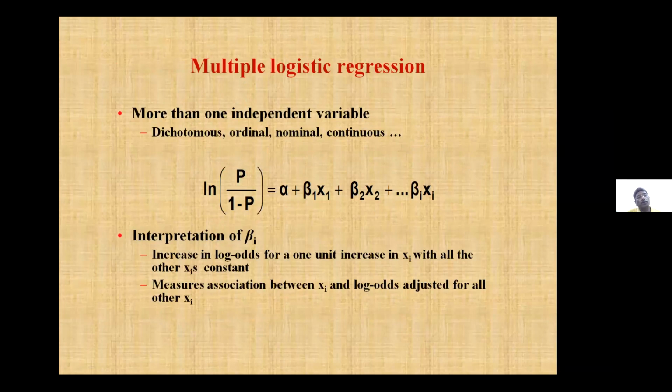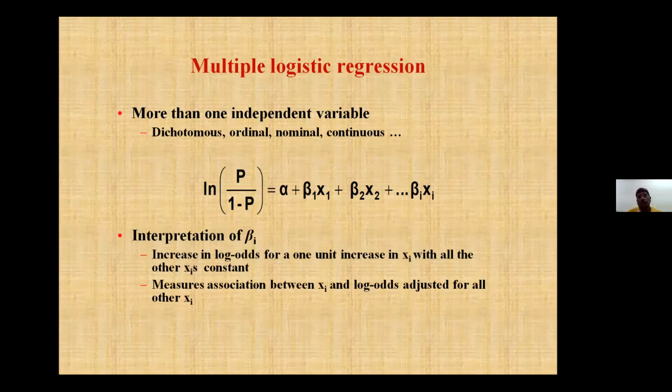The dependent variable for logistic regression must be dichotomous. However, the independent variable may be dichotomous, may be ordinal, may be nominal, may be continuous. But it is mandatory that the dependent variable must be dichotomous. If the independent variables are dichotomous, then your interpretation will be easier and more understandable for society.